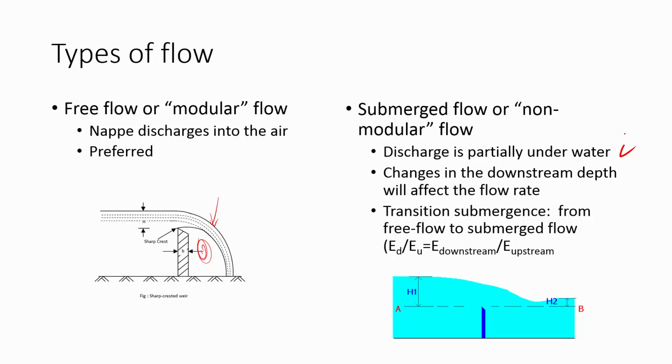Changes in the downstream depth will affect the flow rate, and the transition submergence is an important concept, which is the ratio of energy from the free flow to the submerged flow, or from downstream to upstream. So that's called the transition submergence. It's an important concept.